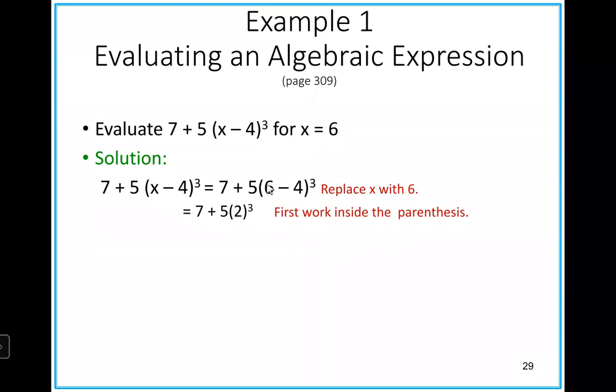Okay, so once you finish that, then the next step is exponents, if you have any exponents, and you do have an exponent, because 2 raised to the third power gives you 8. 2 to the third power is 8. That's 2 times 2 times 2 gives you 8.